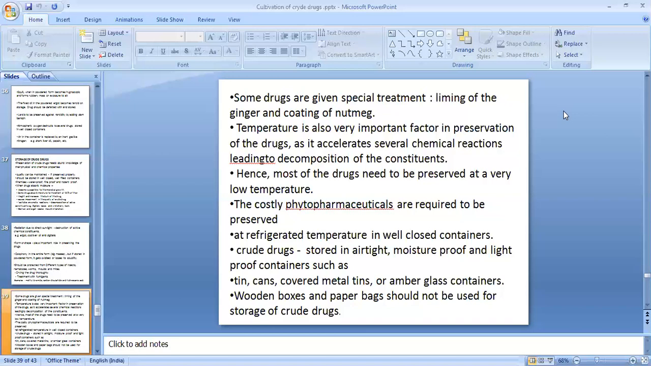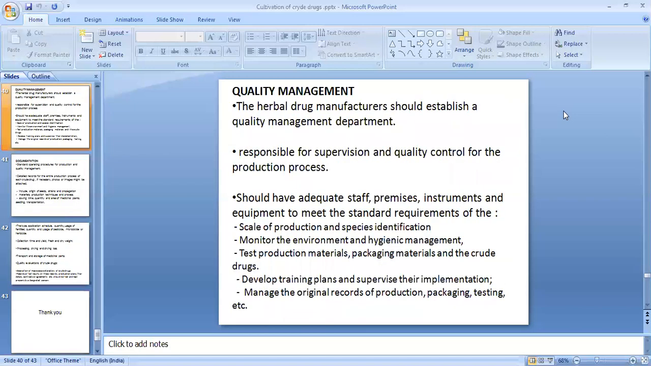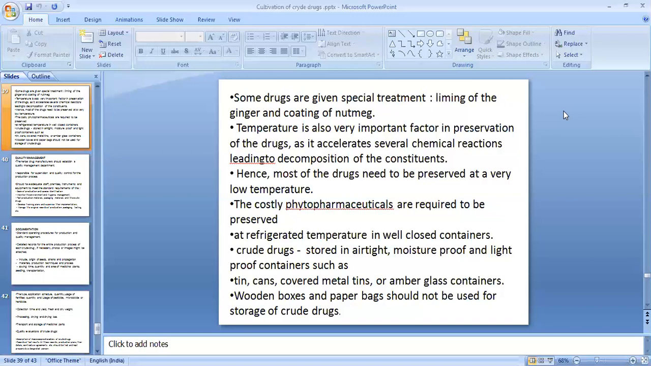Usually, wooden boxes and paper bags should not be used for the storage of crude drugs, as the entry of insects or oxidation due to light are possible when the drugs are stored in wooden boxes or paper bags. Okay, so that is about the storage of the crude drugs.